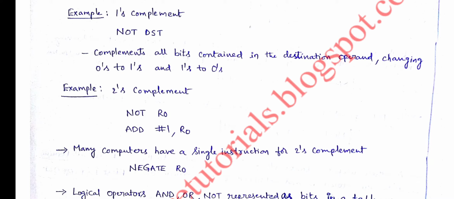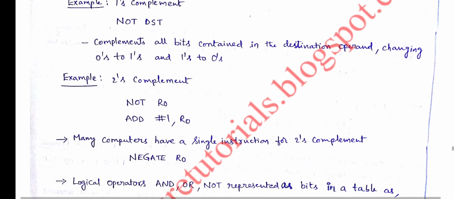Suppose the destination contains 1 0, it can be converted into 0 1, like that. The destination contains some combination of bits. All the bits contained in the destination are converted in the opposite manner. Means if it contains 0, it is converted into 1. If it contains 1, it is converted into 0. Okay. And second example, 2's complement.